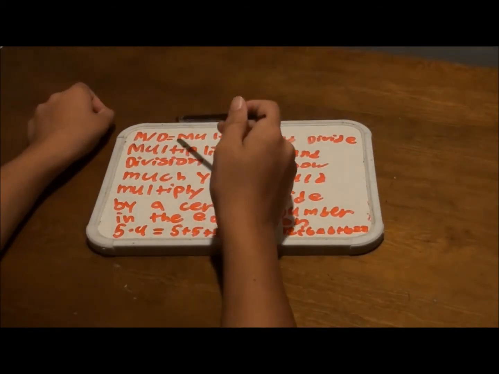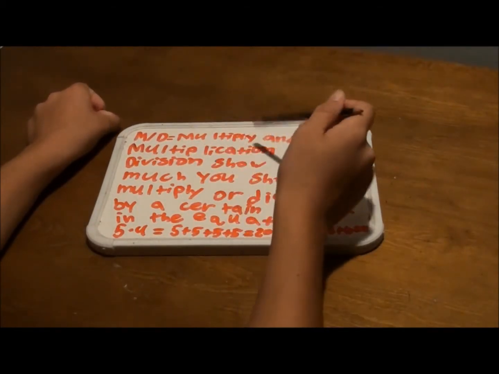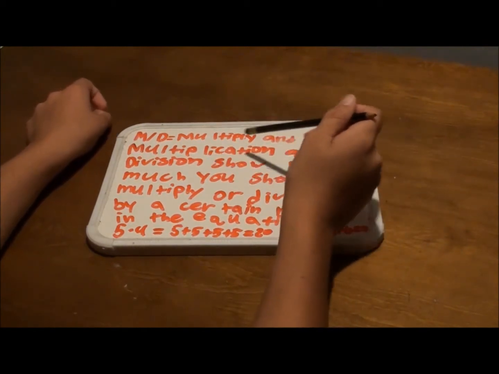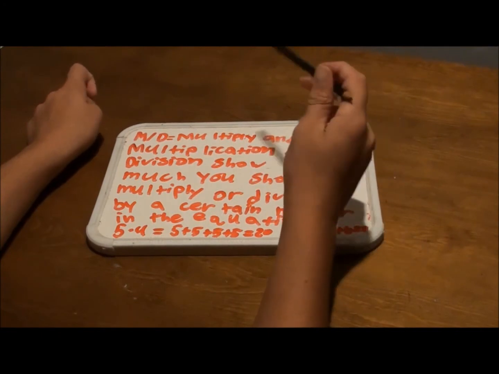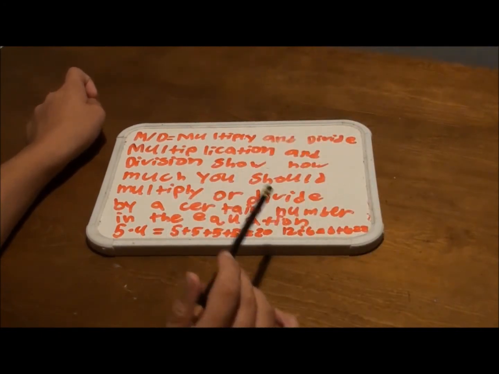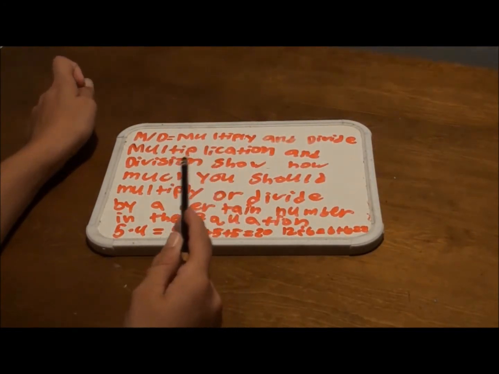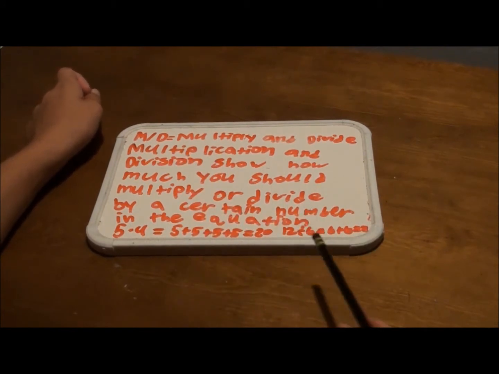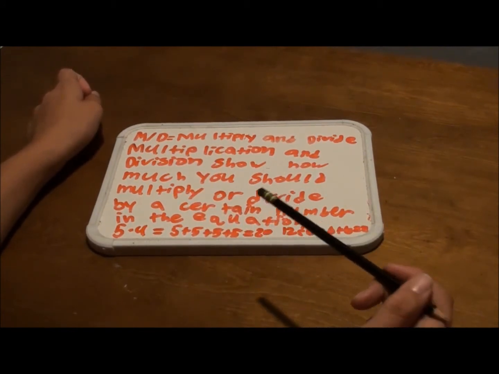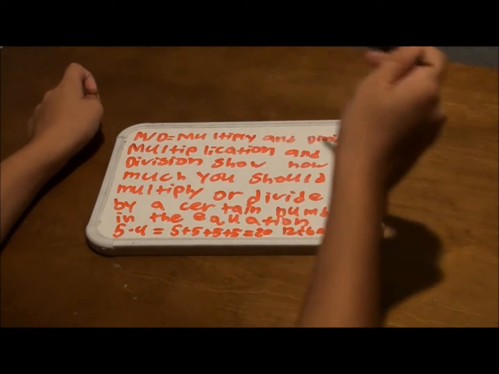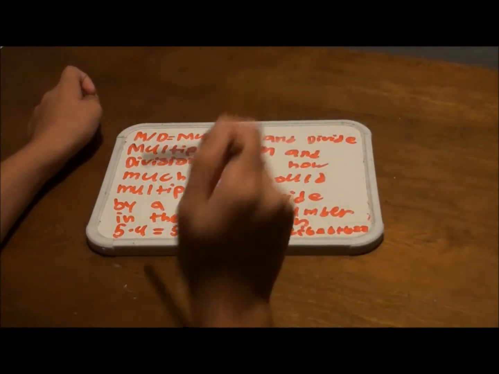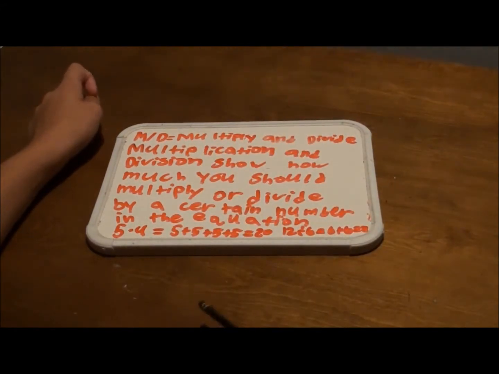So M and D stands for multiply and divide. Multiplication and division show how much you should multiply or divide by a certain number in the equation. And the reason that I put multiply and divide together was because you always do the one that comes first in the sentence. You don't do multiply before divide or divide before multiply. You just do whichever one comes first in the sentence.